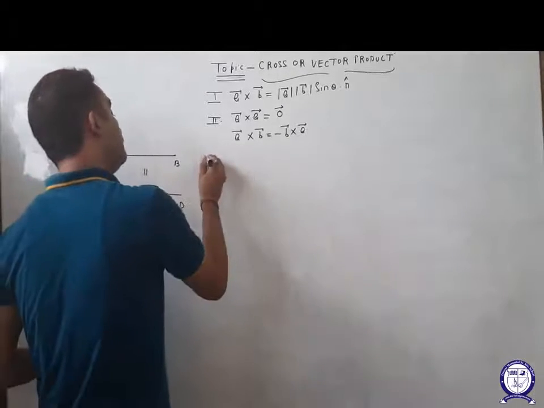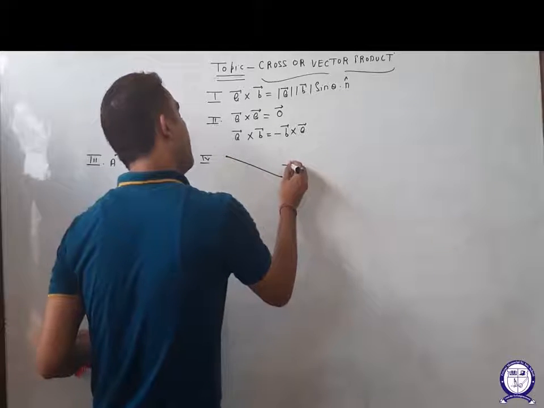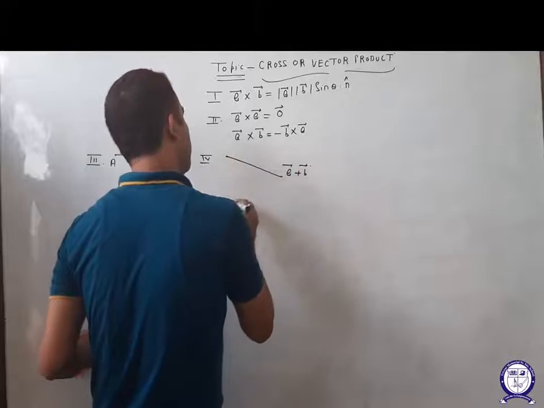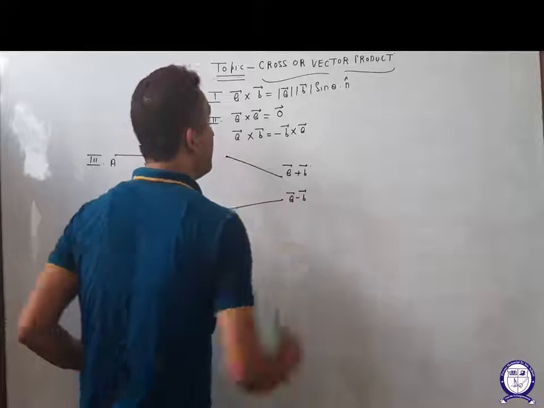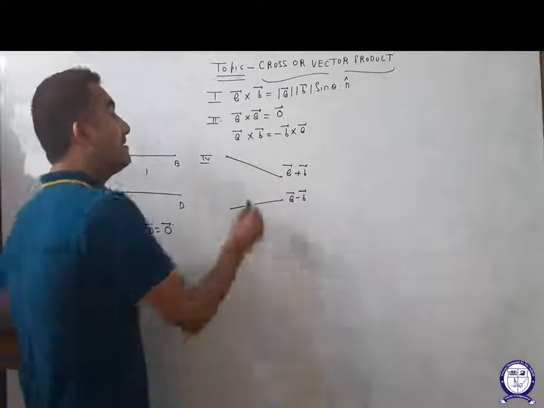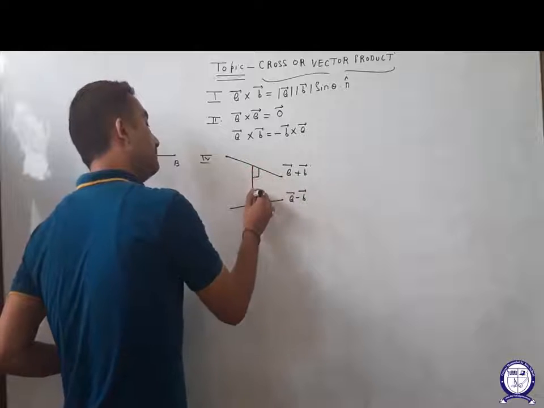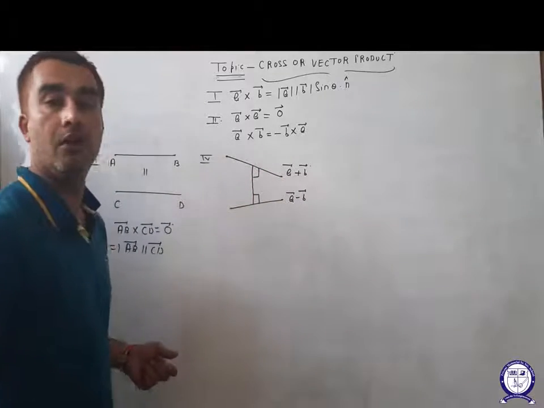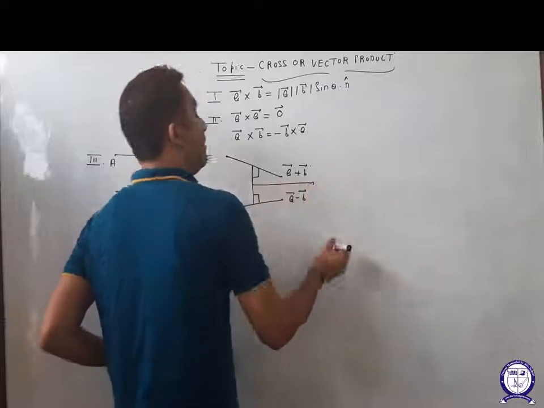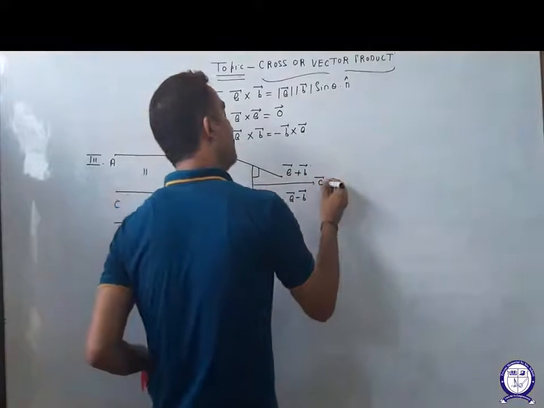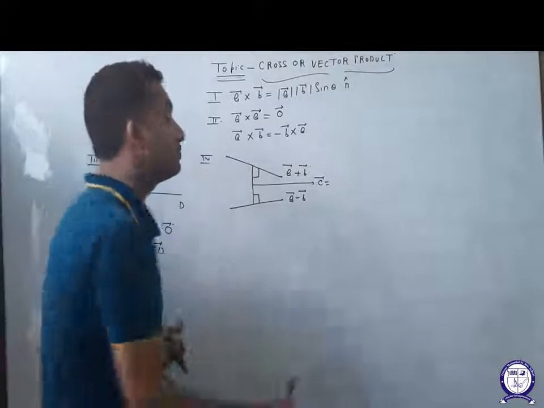Now, suppose we have two vectors, A vector plus B vector, and A vector minus B vector. We need a single vector which is perpendicular to both. That single vector will be the cross of both. You can call it C vector. A single vector which is perpendicular to both vectors is the cross of both.